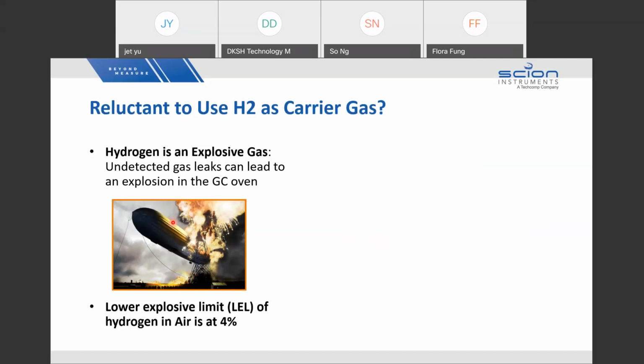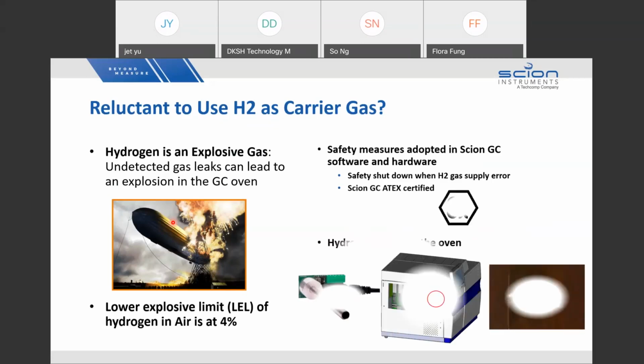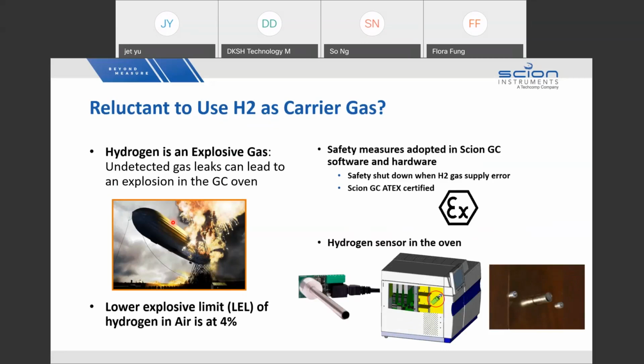But in modern times, GC already comes with many safety measures in terms of software and hardware. For some GC, we already adopt these key safety measures. If there is any leaking of the carrier gas, there is automatic shutdown. Also the GC main box, for some GC, is ATEX certified. So what does that mean? Even if inside the GC there is an explosion, the flame is still maintained intact. There are no flying pieces.